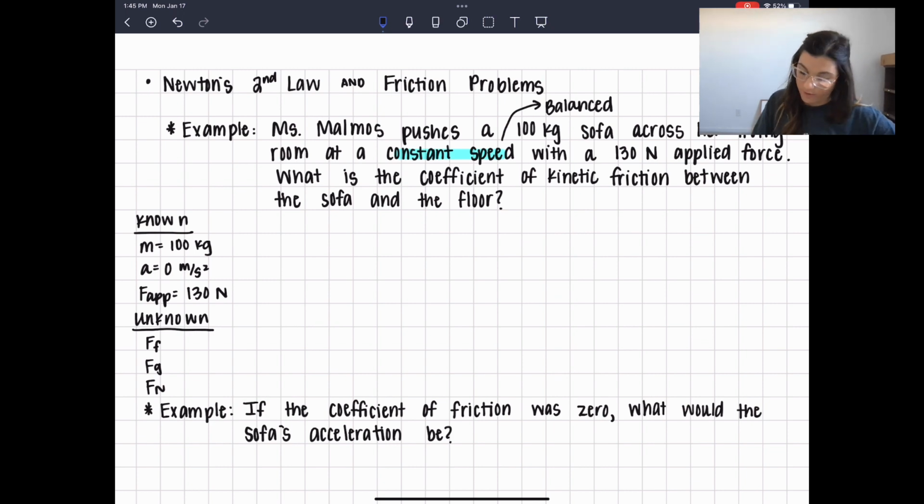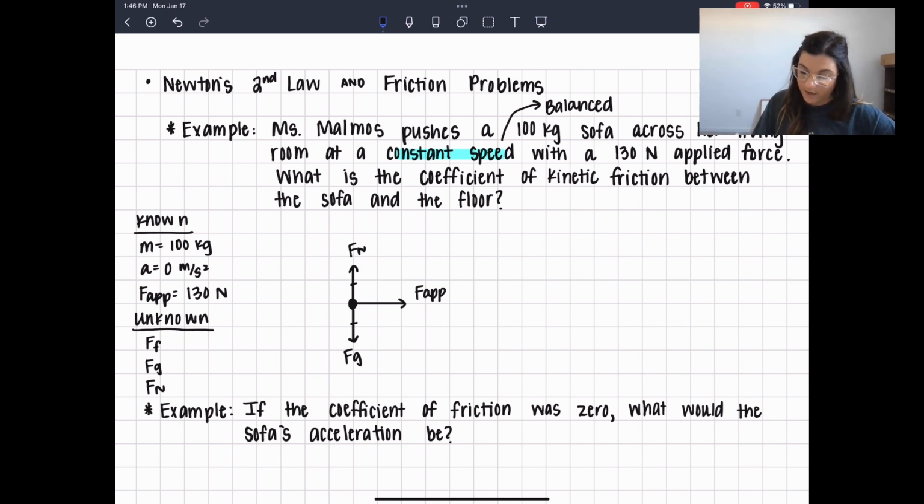My second step is drawing a force diagram. So let's start by drawing the sofa as just a point in space. I know that the sofa is going to experience gravity. And since it's not accelerating, it's going to experience a normal force that's equal to gravity. And there's an applied force from Ms. Malmos. I'm just going to assume it's to the right since they didn't tell me otherwise.